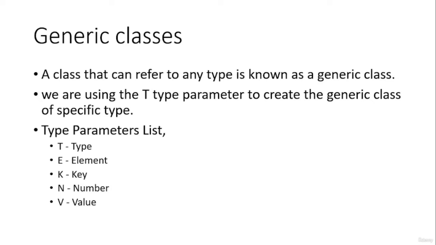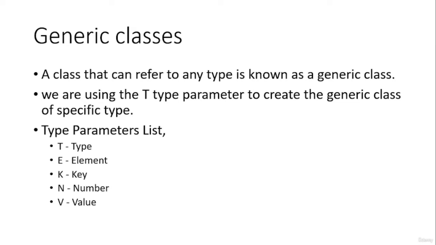Generic classes are classes in which we can refer to any type of parameter. Generic classes use a type parameter T so that we are able to infer any types. That is the goal of generic classes. We can write a particular generic code for all the classes which we want to write. We will see in the practical how these generic classes are implemented.